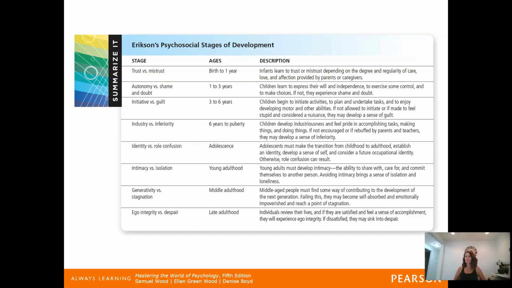Identity versus role confusion. This is your adolescence ages. So adolescents must make the transition from childhood to adulthood. So this establishes an identity, develops a sense of self, and considers a future occupational identity. Otherwise, role confusion can result.